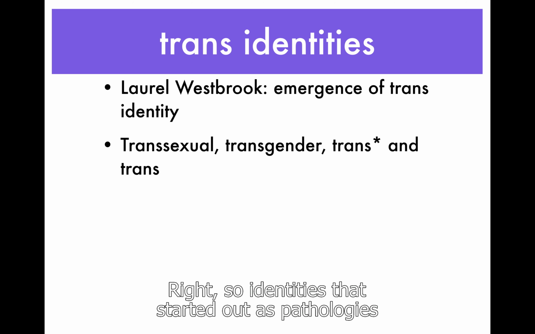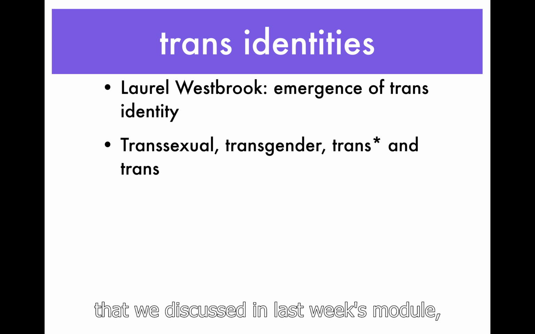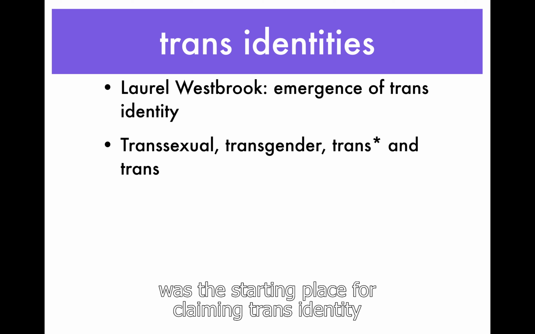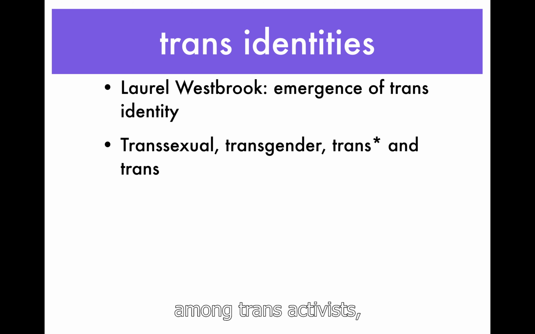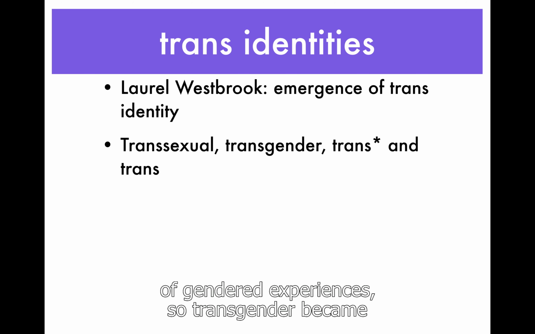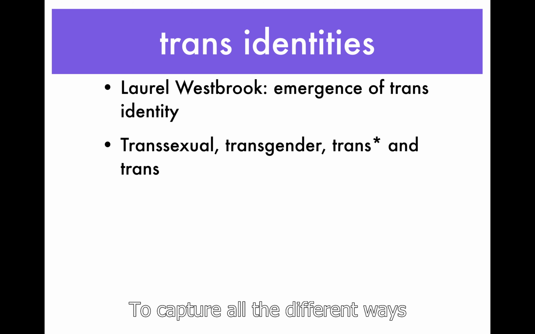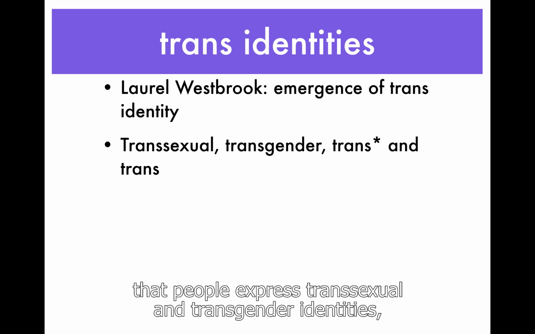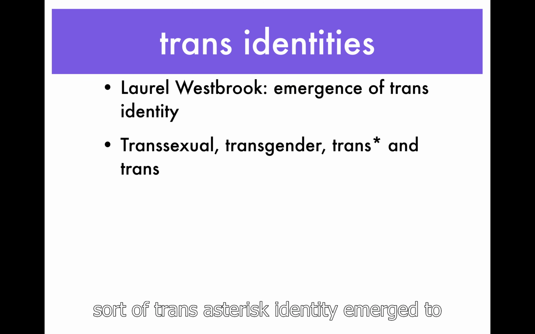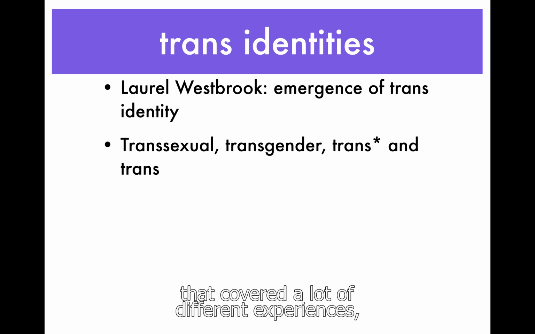Right? So identities that started out as pathologies that were defined by the sexologists that we discussed in last week's module, like transsexual, right, was the starting place for claiming trans identity among trans activists. And this wasn't seen as sufficient to describe the range of gendered experiences. So transgender became an alternate term that some people preferred to capture all the different ways that people express transsexual and transgender identities. Sort of trans asterisk identity emerged to try to be an umbrella term that covered a lot of different experiences.